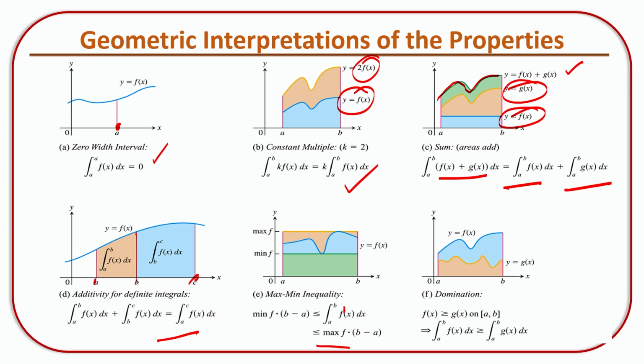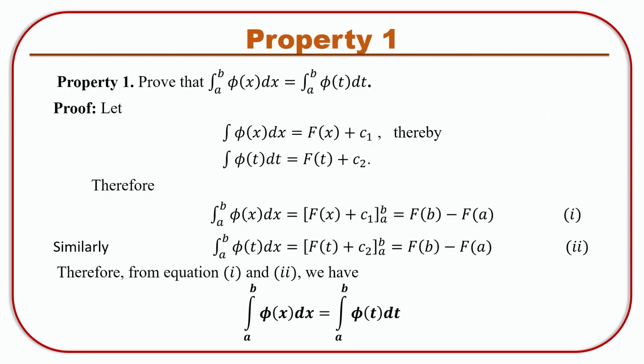Similarly, maximum and minimum have been plotted here, as you can see, and domination is also plotted here. So these are the geometrical interpretations of the properties. You just go through it, and once you do, you will see that these are the properties where everything depends on the meaning of the area of the curve enclosed by the function. Now there are several other properties, and we want to prove those properties.